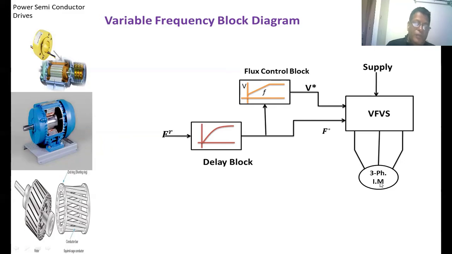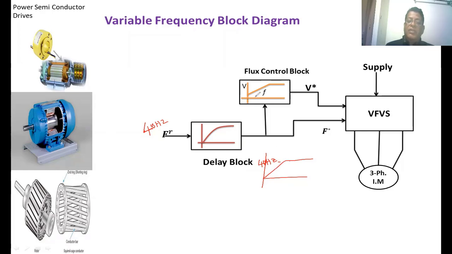motor to rotate. Suppose initially we take the 40 hertz frequency. Due to the delay block, the frequency will change from 0 to 40 in this manner. Slowly it will be changing. This is 40 hertz. If the frequency suddenly changes, the motor may not be able to track the synchronous speed. So here we kept the delay block, and whenever we keep the delay block, the frequency changes slowly.